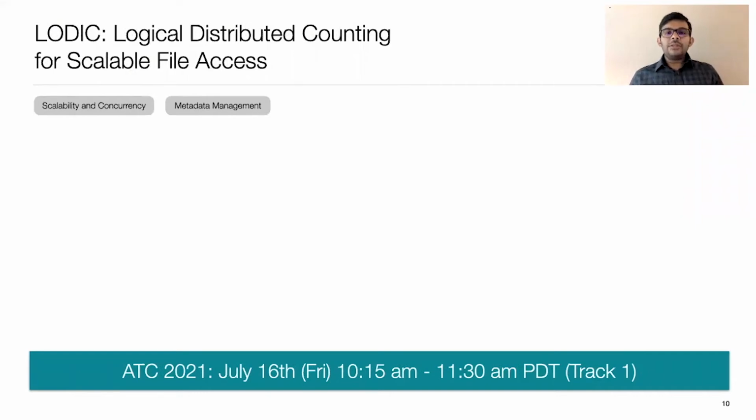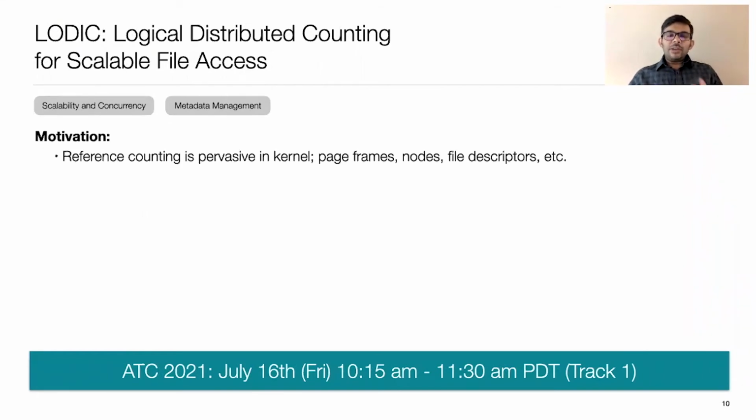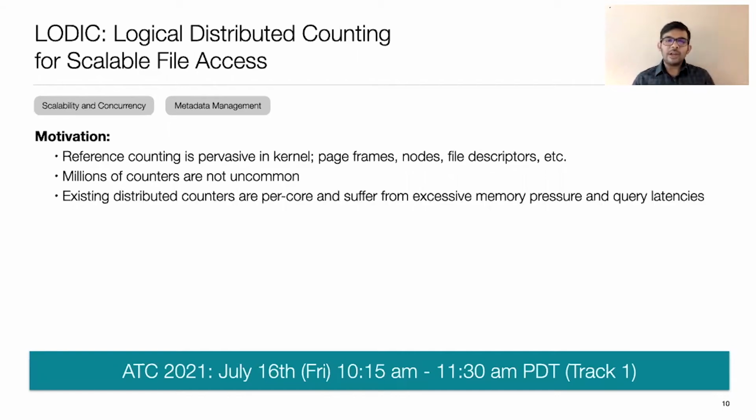LODIC: logical distributed counting for scalable file access. Now, reference counting is a mechanism used to prevent entities in the kernel like page frames, inodes, or file descriptors from being prematurely garbage collected. Millions of counters are not uncommon in today's kernels. There exist distributed counting mechanisms at a per core level, which help alleviate the problem of these millions of counters and the bottlenecks resulting from that. But these per core counters suffer from excessive memory pressure and query latencies.